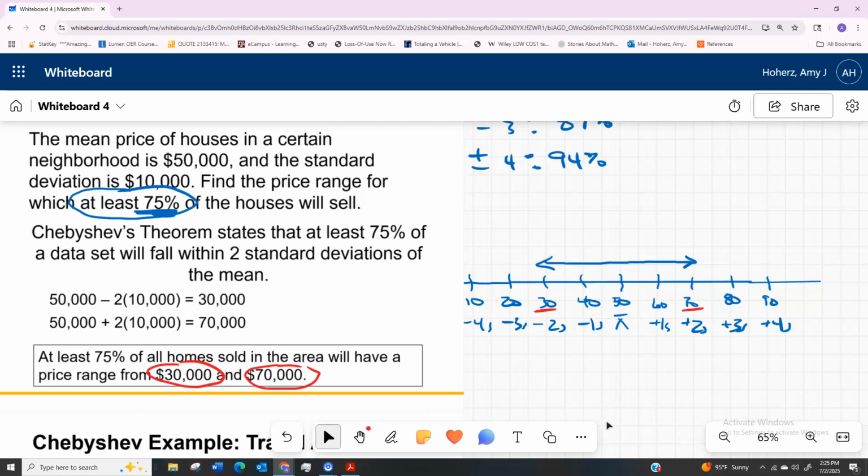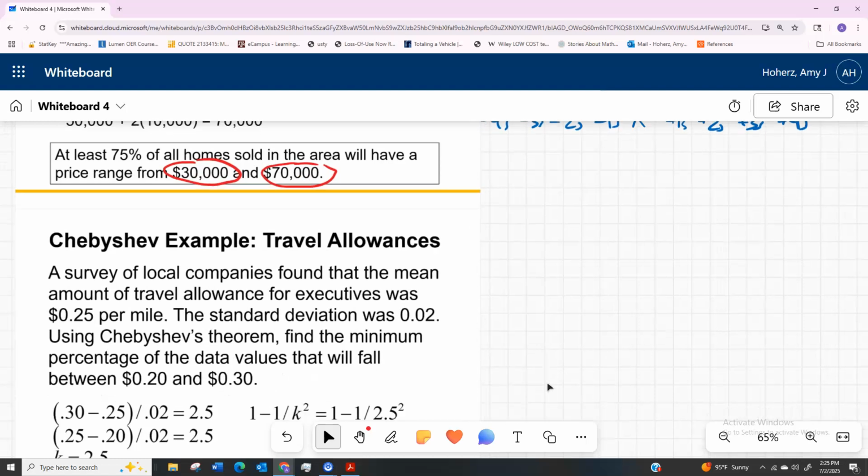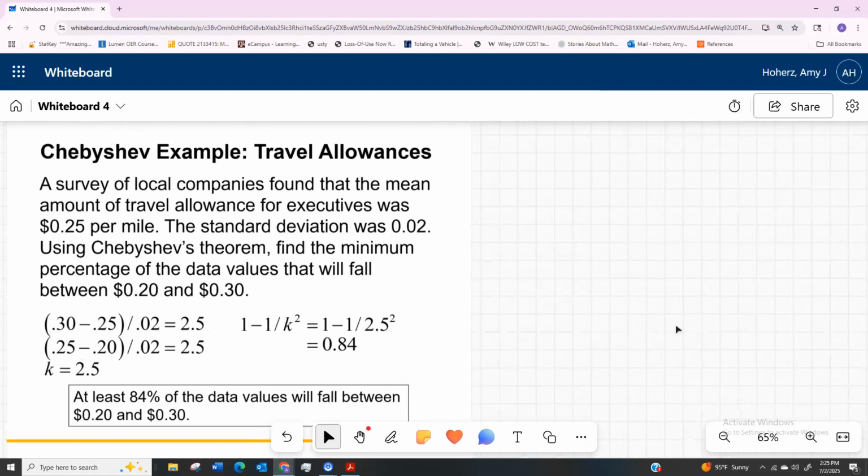Okay, so let's do one more example and we'll call it done for section 3.2. So this one kind of does things in reverse. It kind of asks the question backwards. It says a survey of local companies found that the mean amount of travel for executives was 25 cents per mile with a standard deviation of 0.02. Use Chebyshev's theorem to find the minimum percentage of the data that will fall between 20 cents and 30 cents.